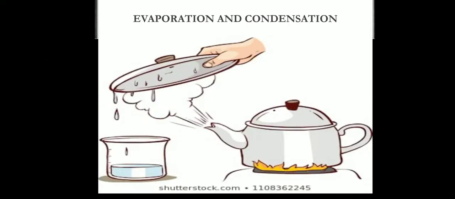Now we will see condensation. Condensation is the conversion of water vapor into water. Here you can see in the picture, one kettle has been taken. Some water is added inside the kettle and the kettle is heated. You will see that steam comes out from the kettle, and if we collect the steam on a lid, after cooling, the steam will convert into water droplets. In this manner we can convert the steam into water. The conversion of steam into water is known as condensation.